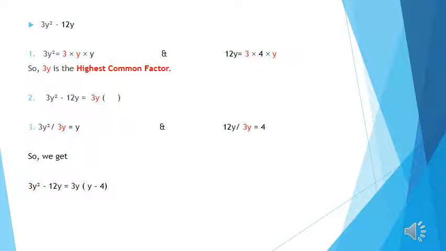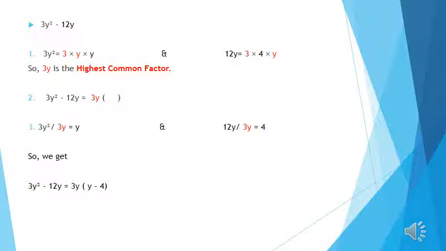Now we will take another example, 3y squared minus 12y. So, first, when finding the factors of 3y squared and 12y, we can get 3y squared equals 3 times y times y, and 12y equals 3 times 4 times y. So 3y is the highest common factor.